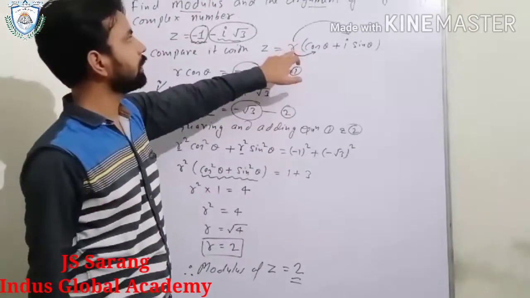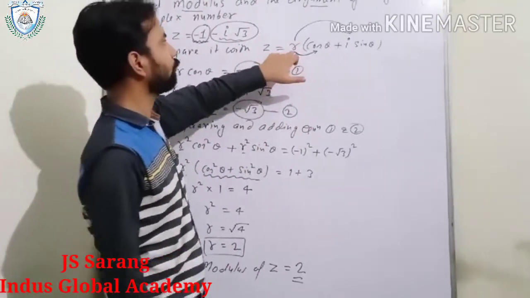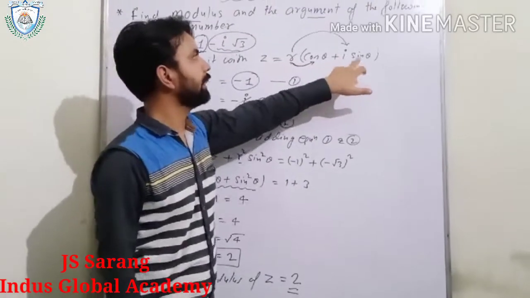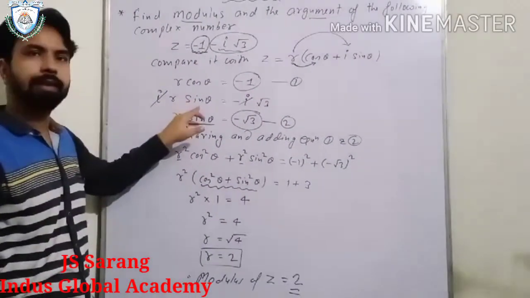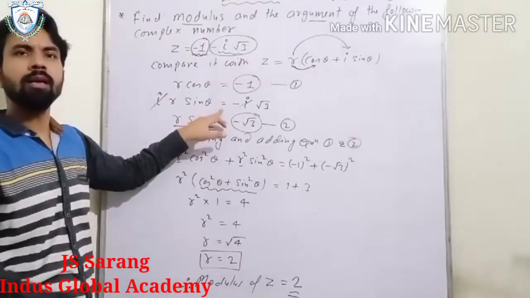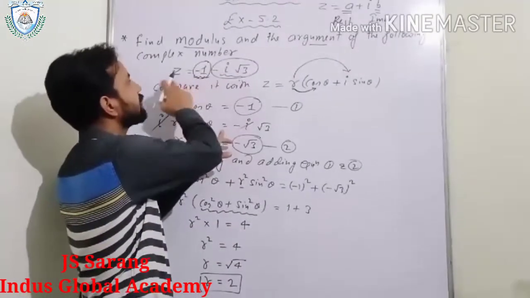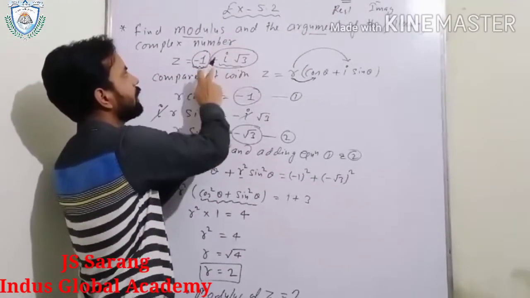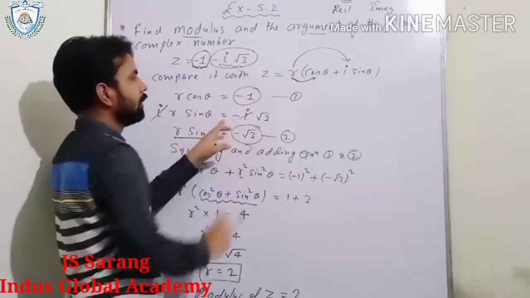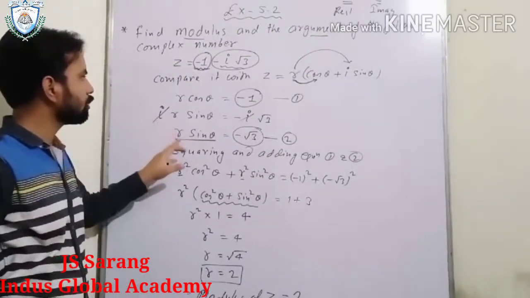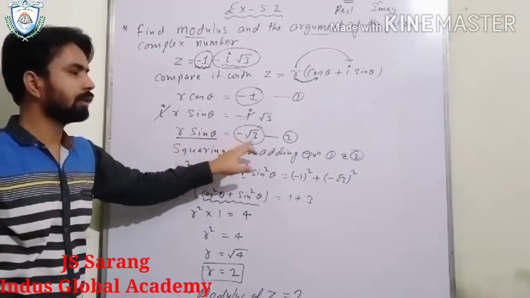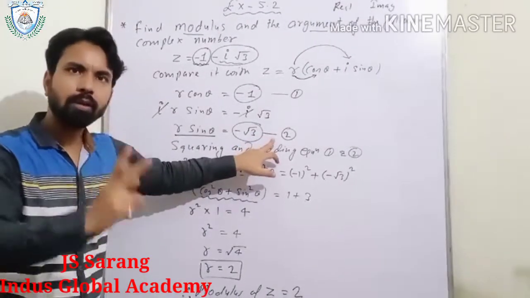Now we will have to write the second term of the polar form, i r sin theta. This must be equal to the second term of the given complex number. The second term of the given complex number is minus i under root 3. From here, i and i can be cancelled. So we will get r sin theta equals minus under root 3. So this is known as equation number 2.